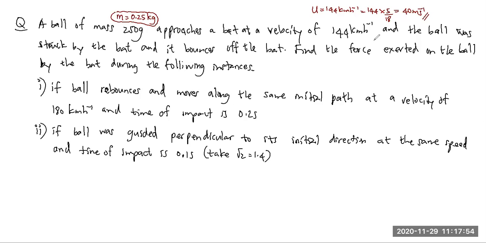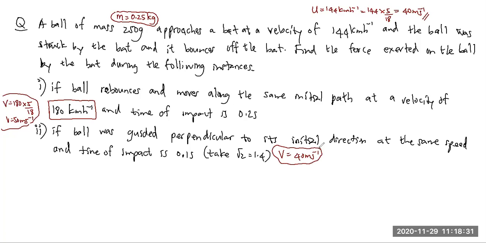So U and M settled, right? And in this question, V is given as 180 kilometers per hour. So let's convert that to SI units. 180 into 5 over 18, 10. So that is 50 meters per second. And here it's the same final velocity. So V for this is 40 meters per second. Same magnitude of velocity, or same speed, right?